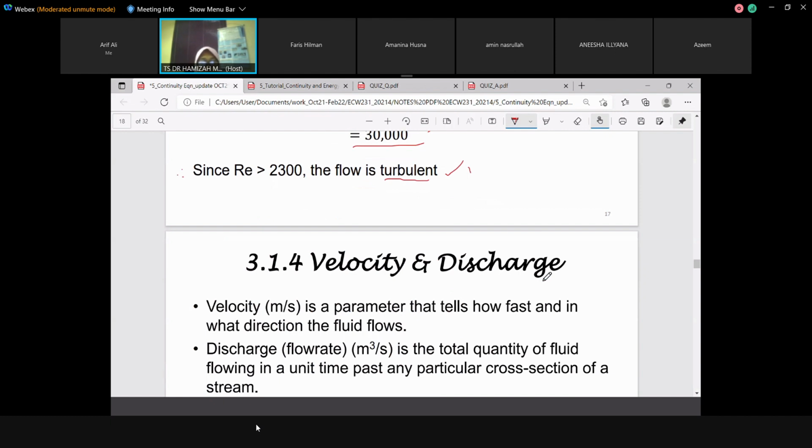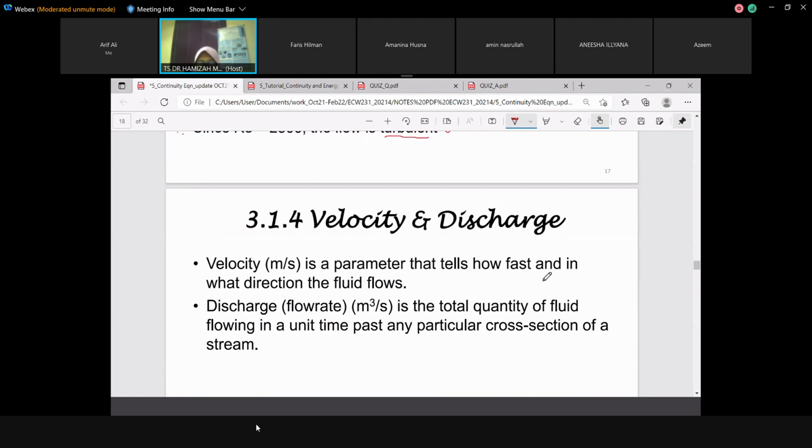Okay, so if there are no questions, I move on to the next point, which is the next subtopic, 3.1.4. It is regarding the correlation between velocity and discharge. What is the connection? Okay, velocity is in the unit meter per second. I have already mentioned this, it is a parameter used to tell us how fast and in what direction the fluid will flow. And then discharge is a flow rate. Okay, flow rate has the unit meter cube per second.